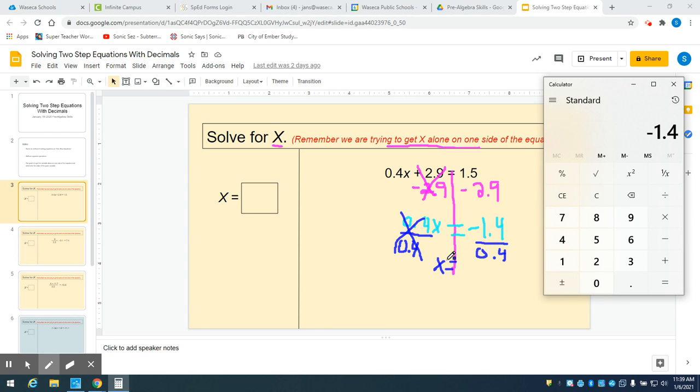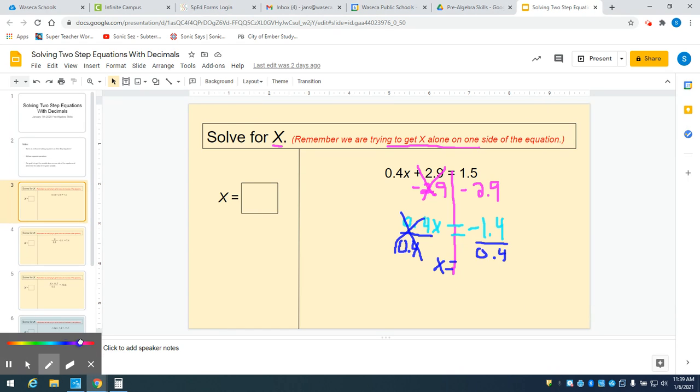Now we can use our calculator again because x is going to equal whatever negative 1.4 divided by 0.4 is. So let's type in negative 1.4 divided by 0.4 equals negative 3.5. So that will be our answer, negative 3.5. X would equal negative 3.5.